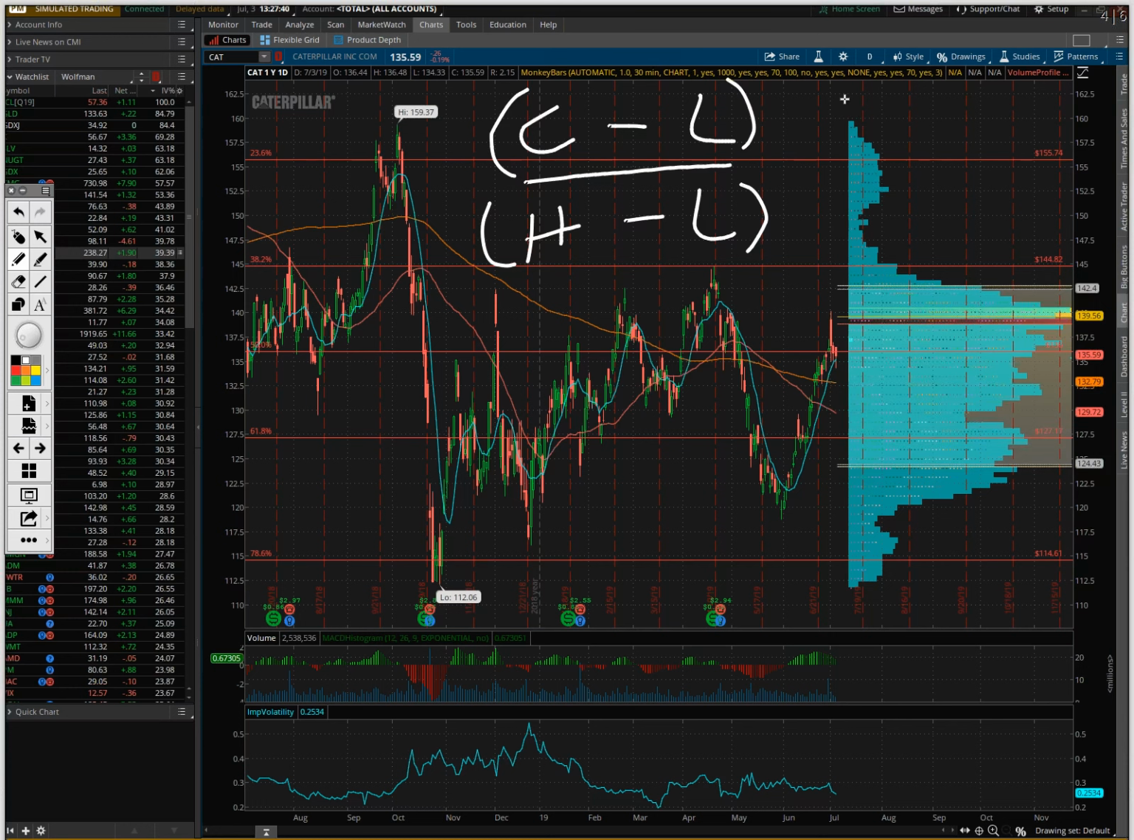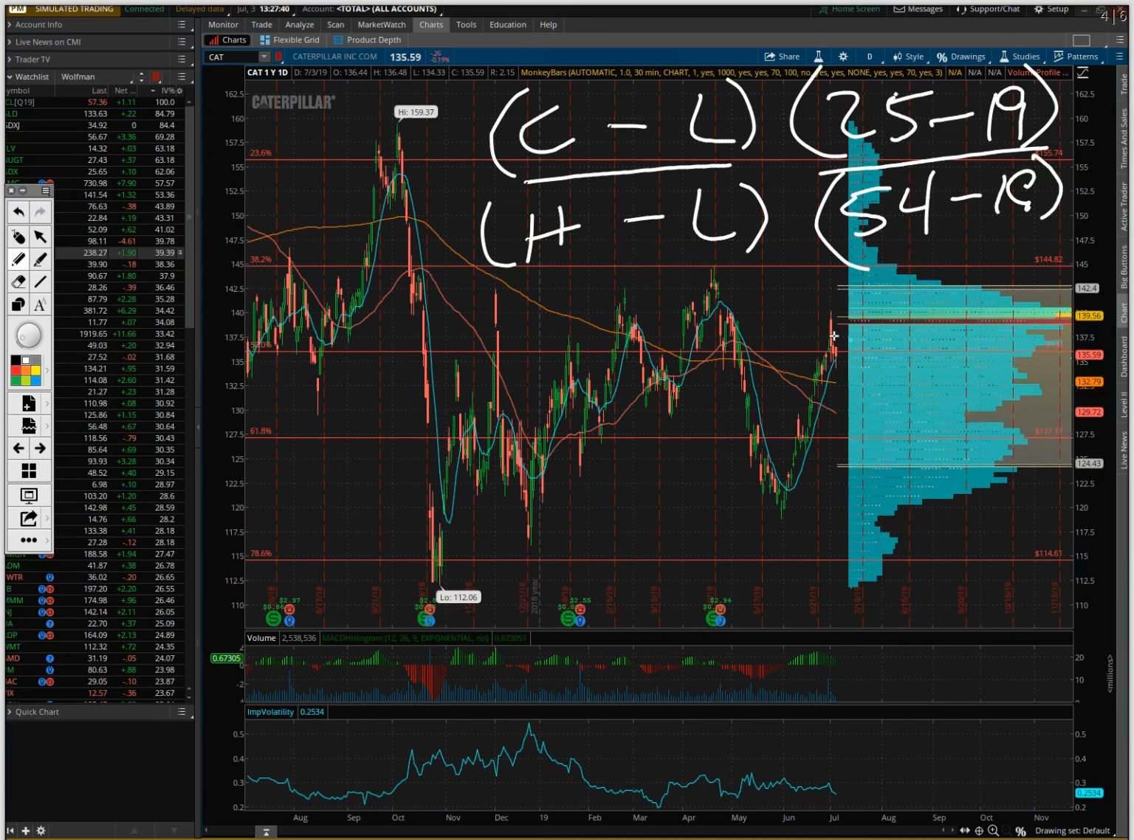So we have the current, which is 25, minus the low of 19. Then we take that and divide it by the high, 54, minus 19. So now we have 6 divided by 35. That's probably close to the 20th percentile or something. Did I do that right?